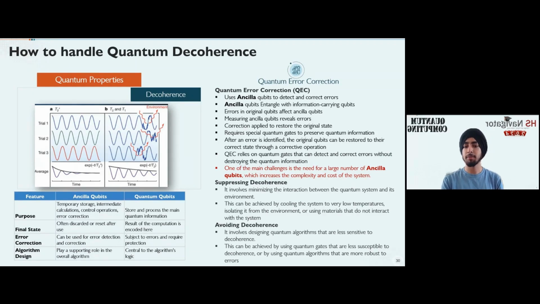And sometimes we try to avoid decoherence altogether by designing quantum algorithms and quantum systems that are just less sensitive to decoherence. Things that can handle more errors being thrown and not fail. So quantum error correction is about stopping errors from happening. Suppressing decoherence is about stopping decoherence from happening. And avoiding decoherence is about just creating algorithms that don't care about decoherence in general. You can do this by the actual building of the system or by using better algorithms as well.